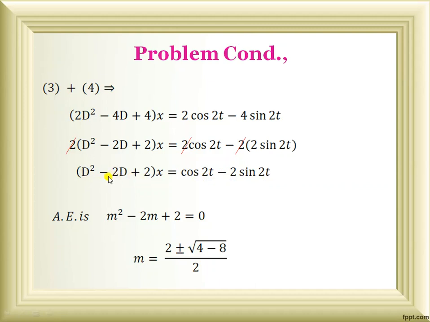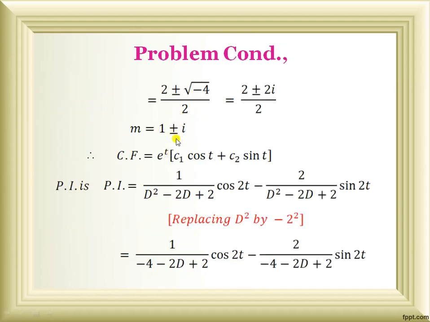Therefore I need to find the complementary function and particular integral for this x. The auxiliary equation for this function of D is m squared minus 2m plus 2 is equal to 0. I cannot factorize this directly, so I am going to use the quadratic formula: minus b plus or minus square root of b squared minus 4ac, by 2a. Here a is equal to 1, b is equal to minus 2, c is equal to 2. So minus b is positive 2, plus or minus root of (minus 2) whole squared, 4, minus 4ac, 4 times 2 is 8, by 2. This simplification gives the roots 1 plus or minus i.